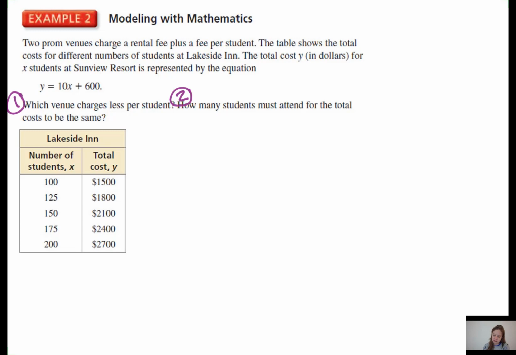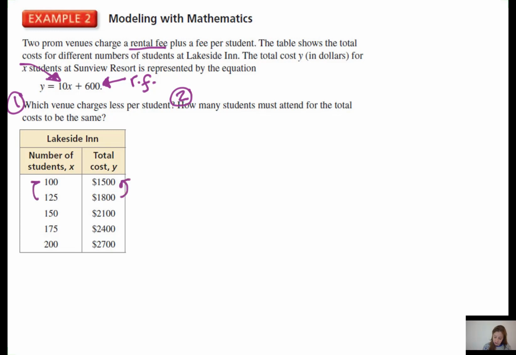Which venue charges less per student? We have the initial amount, the y-intercept value here, which is 600. So that's the rental fee, right? They charge a rental fee. So this is the rental fee plus the fee per student, which is our rate. So Sunview Resort charges $10 per student. Now we have to use the table to find the equation for Lakeside Inn.